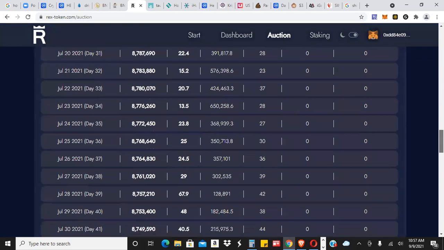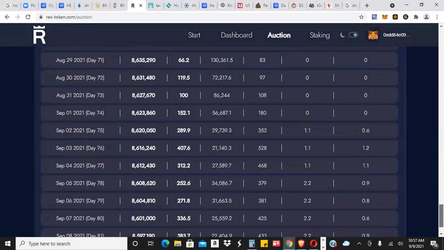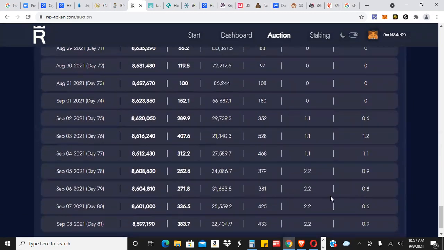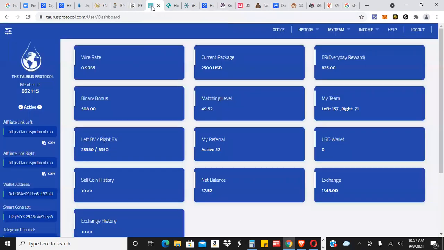So yeah, you can see here 2 BNB a day. I'm going to go ahead and put another 2 BNB into this. But I'm just dollar cost averaging in. I'm watching it pretty closely and I'm staking my Rex. Okay, so that's what's going on with Rex. Hopefully this continues to do well.